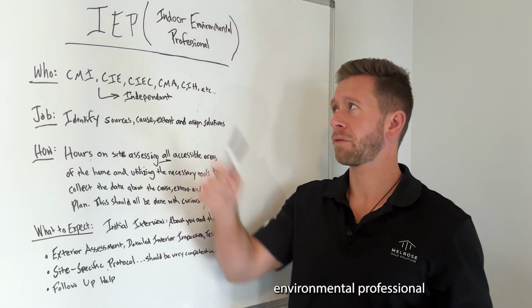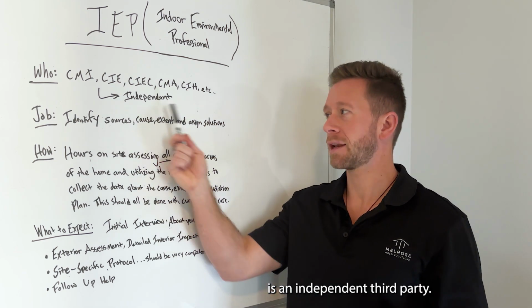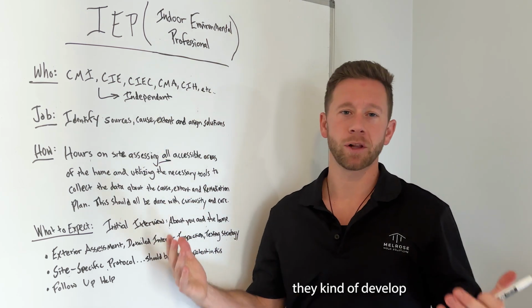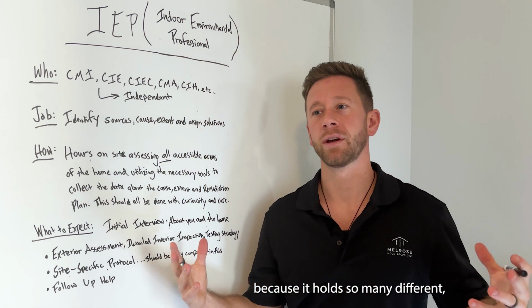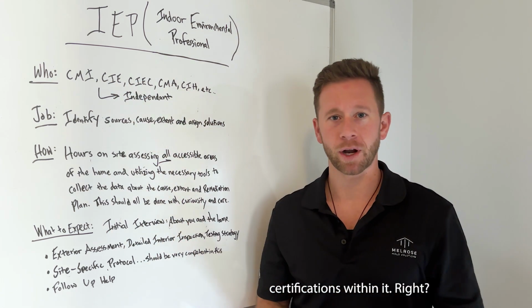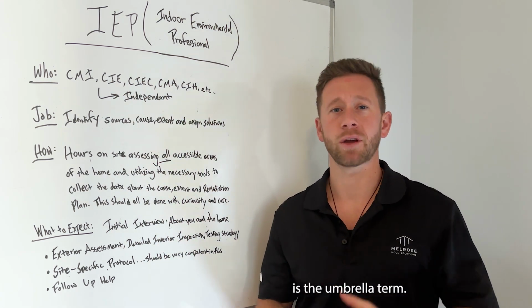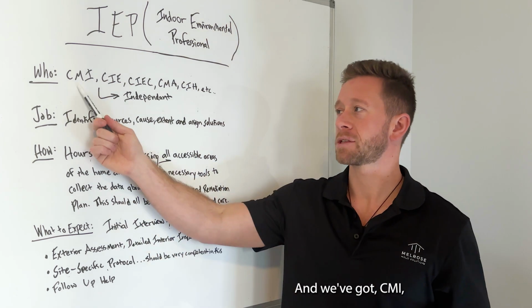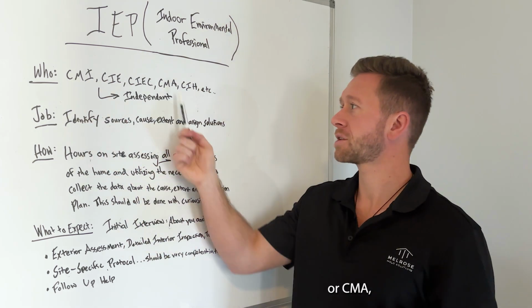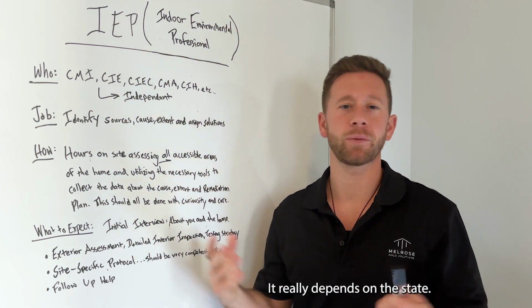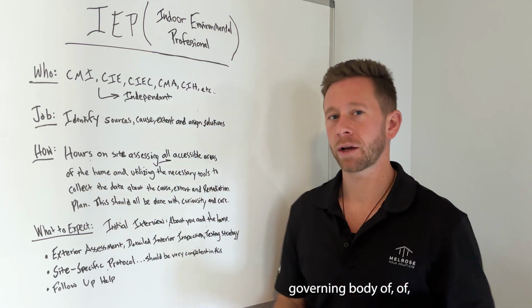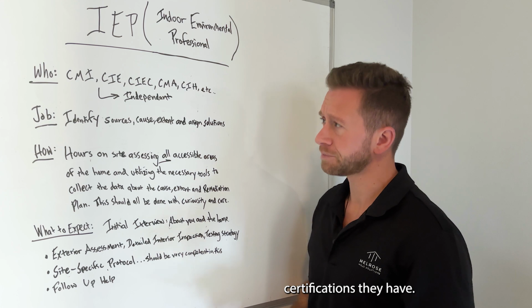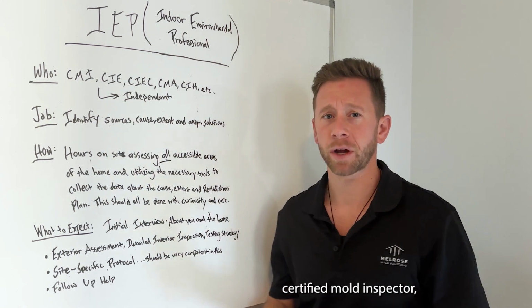So an indoor environmental professional is an independent third party. They kind of developed that term in the industry because it holds so many different certifications within it, right? So an indoor environmental professional is the umbrella term, and we've got a CMI, which is a certified mold inspector, CMA, which is a certified mold assessor. It really depends on the state you're in on how they term it and what governing body of certifications they have.